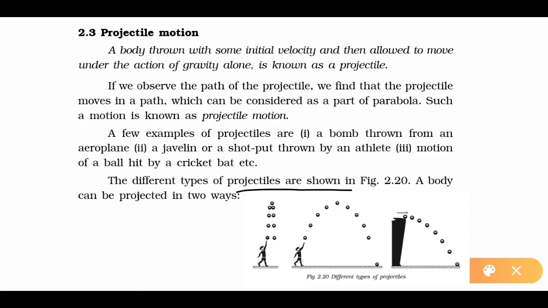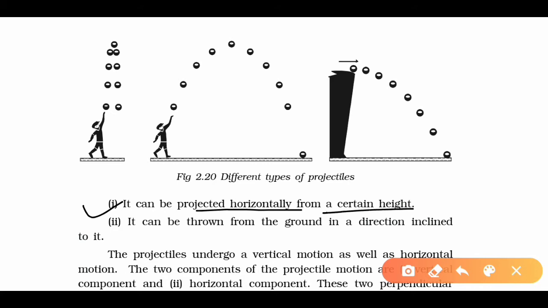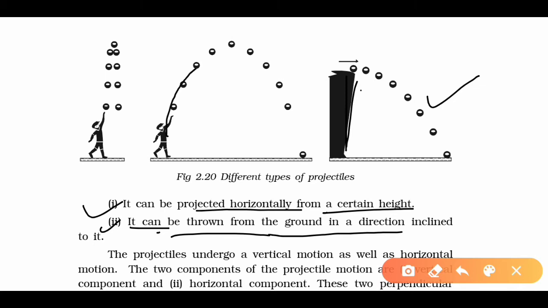A body can be projected in two ways. First, it can be projected horizontally from a certain height. Second, it can be thrown from the ground in an inclined direction. First one is this one: it can be projected horizontally from a certain height. And the second one is a body thrown from the ground in an inclined direction. So this one is the second case.